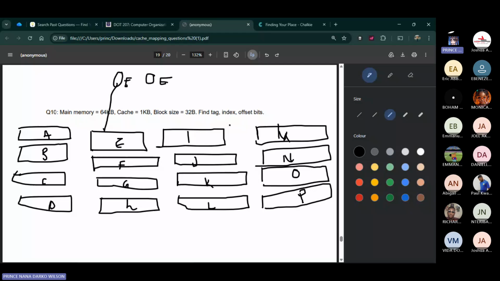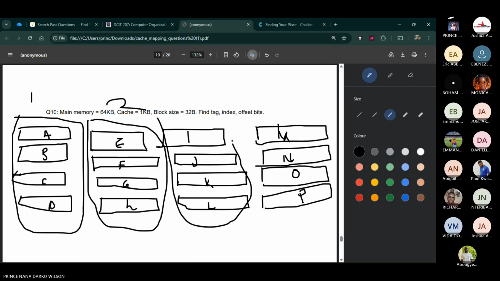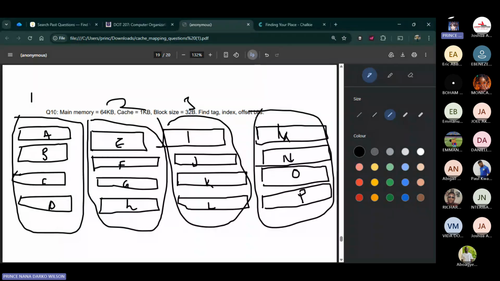Then we have the set associative. Set associative groups all the separate lines into sets. So let's say this whole line here has been grouped as set 1. All of this has been grouped as set 2. All of this as set 3. And all of this as set 4. So they are still your RAM lines, but they are now all tagged with different set numbers.